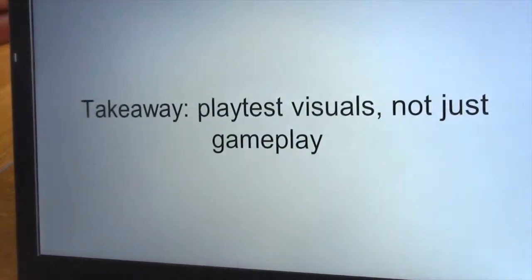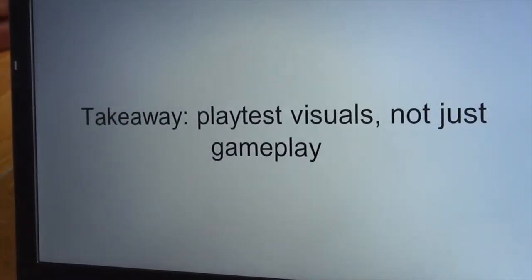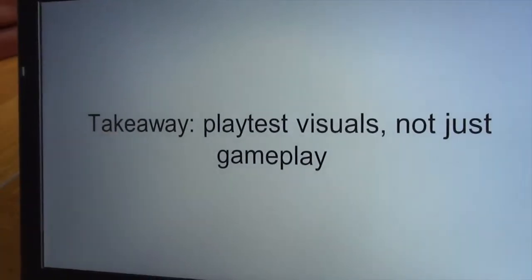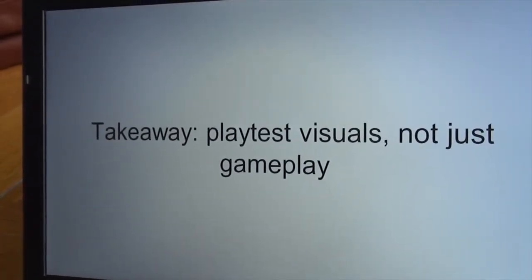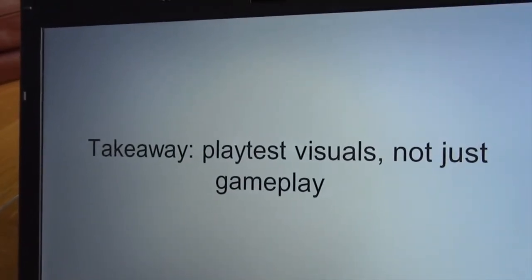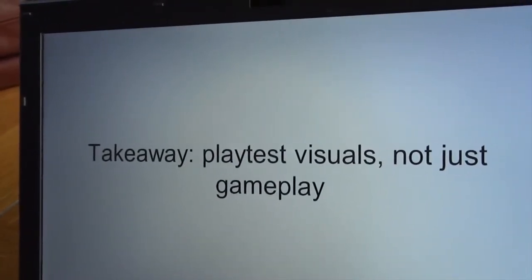And for us, the big takeaway is that, of course, you do a lot of playtests in classrooms and whatnot with the gameplay, even when the game really looks bad. But you also want to playtest the visuals quite a bit, and we got a lot of good information out of that. And this is why we've got absurd things like a volcano cat and things of that nature.